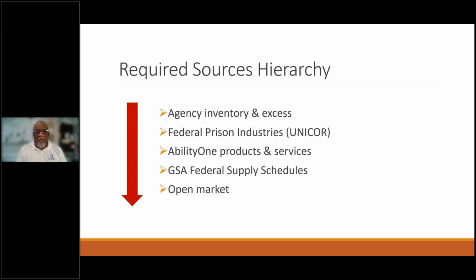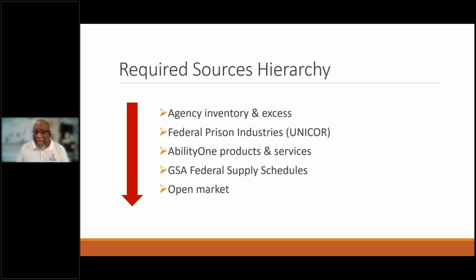We talked about the required sources hierarchy. I mentioned earlier that there's mandatory sources. Here is the mandatory sources strategy. Obviously, agencies should be looking at their own inventory and excesses, okay? Whatever they have in-house, they should look at that first. Federal Prison Industries and AbilityOne are next.